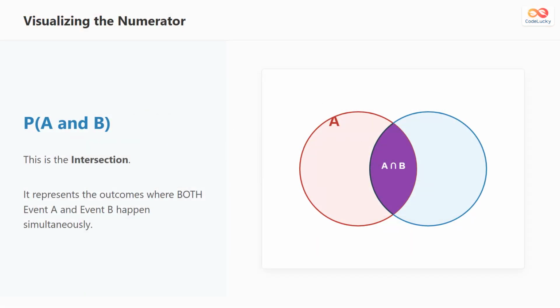Let's visualize the top part of the fraction. In a Venn diagram, this is the intersection. It represents the specific outcomes where both A and B overlap. This is the target area we are interested in.